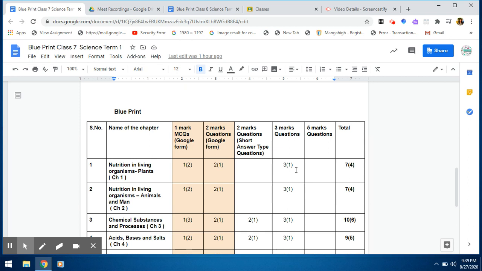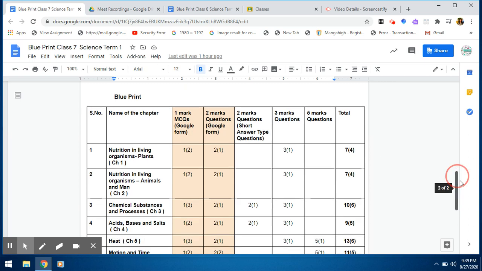If we look at the subjective type paper, there will be 1 question of 3 marks from this chapter. So the total weightage of this chapter becomes 7 and there will be 4 questions in all from this chapter in the objective and subjective type paper. Let me take few more examples.